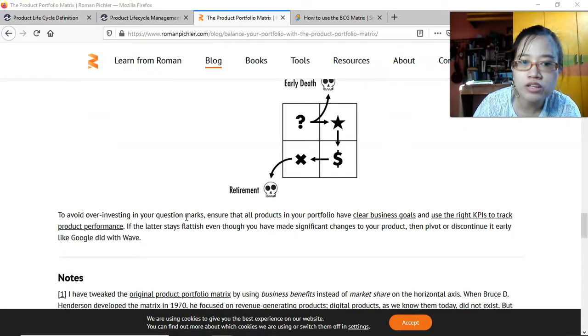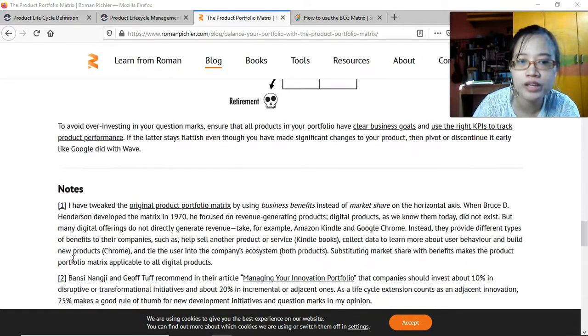To avoid over-investing in your question marks, ensure that all products in your portfolio have clear business goals and use the right KPIs, key performance indicators, normally sales and profit, okay, to track product performance. If the latter stays flattish, even though you have made significant changes to your product, you've made improvements but didn't provide more sales, then pivot or discontinue it early, like Google did with Wave, okay? Pivot if there's an existing opportunity for it, but if there's not, then discontinue, okay?